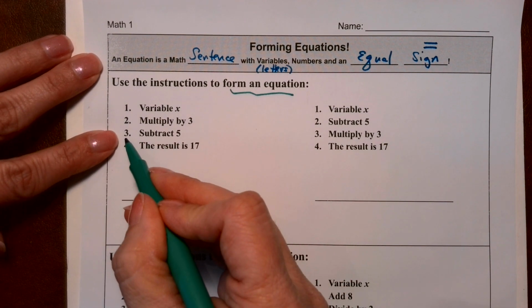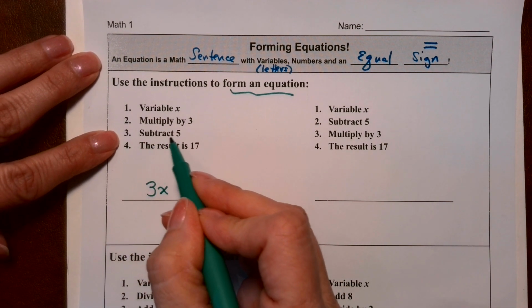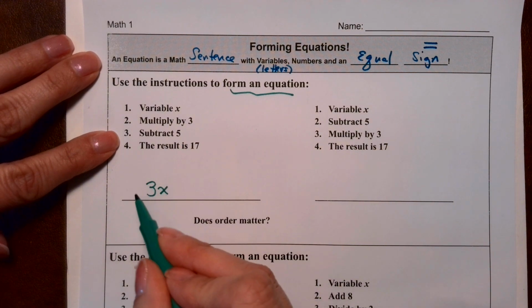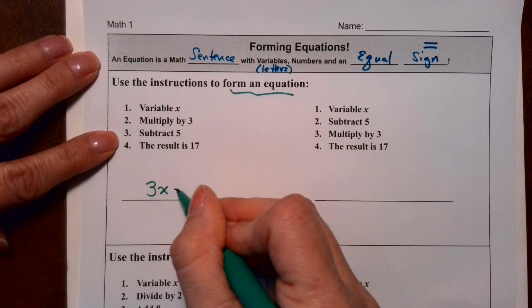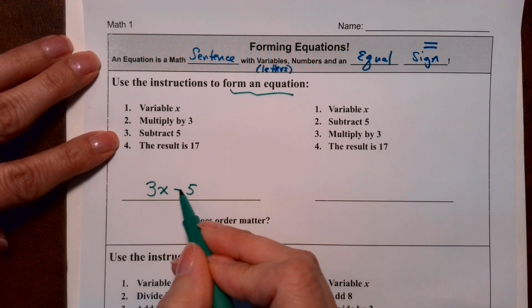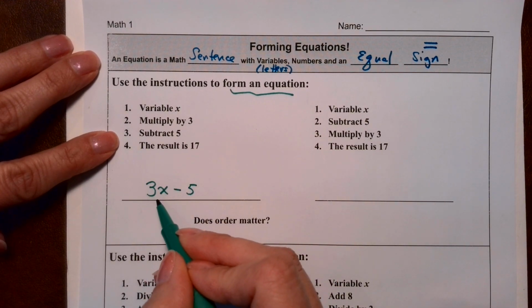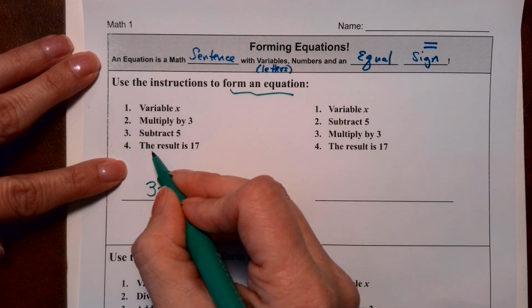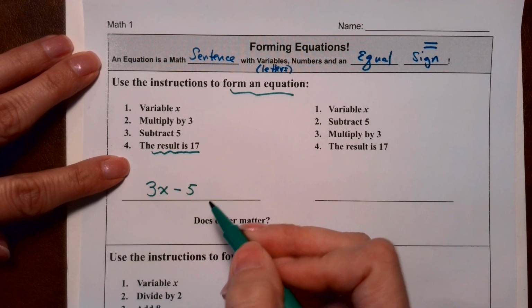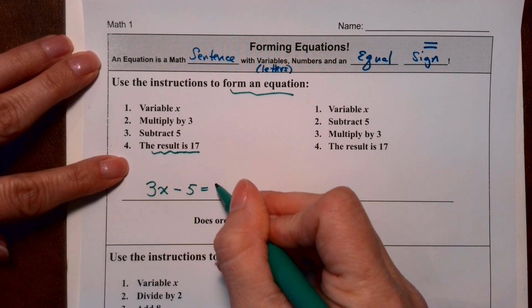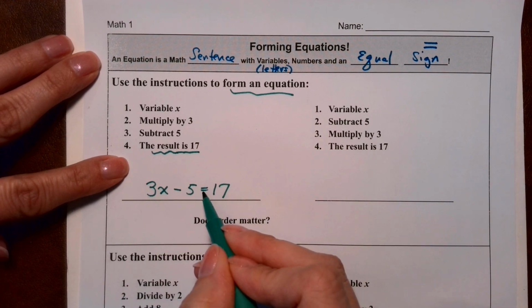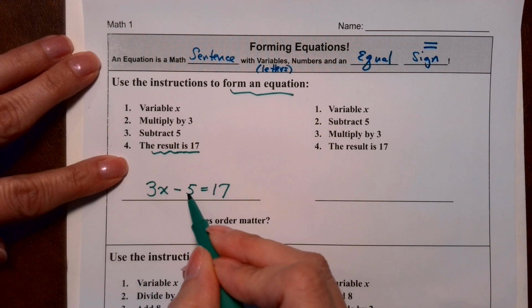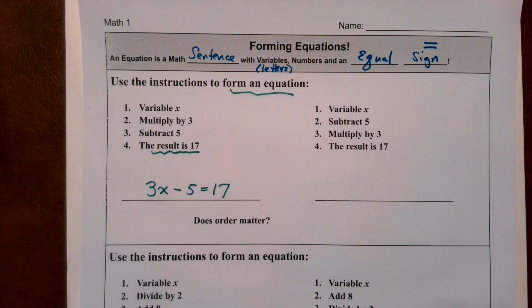Okay. Now the next step, number 3, is to subtract 5. So I'm going to take this expression right here, and I have to say minus 5. Subtract 5 from what I already have. And then when they say the result is, that means equals 17. And that's an equation. We have the equal sign, we have some constant numbers, and we have a variable.